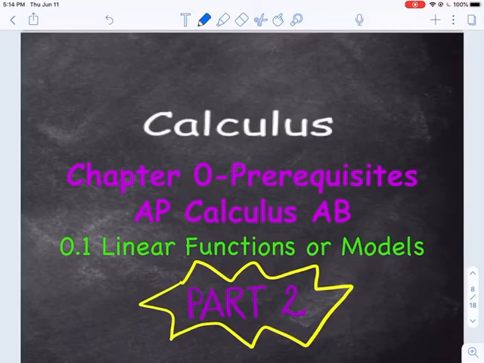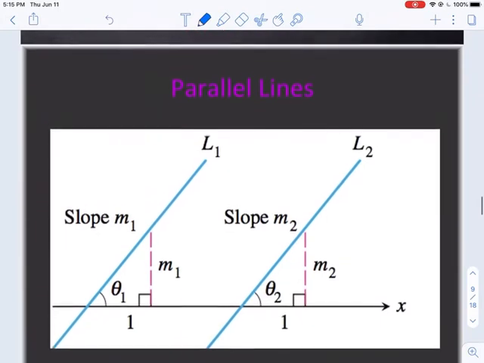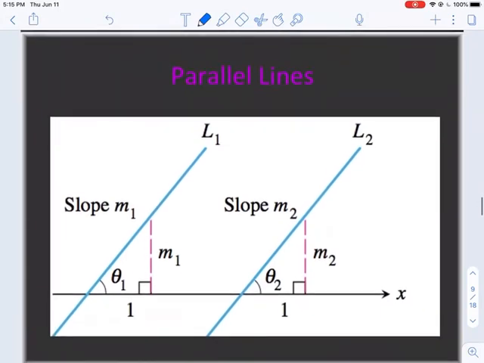Okay, we're back for part 2 of Calculus, Chapter 0, Prerequisites, AP Calculus AB, Linear Functions or Models. What we're going to do is look just briefly at parallel lines and the relationship between them. You can see that we have a slope 1 and a slope 2, and that the two lines, line 1 and line 2, are parallel.